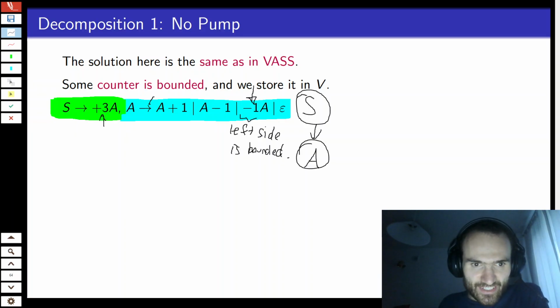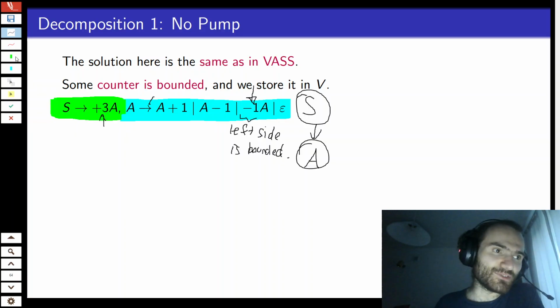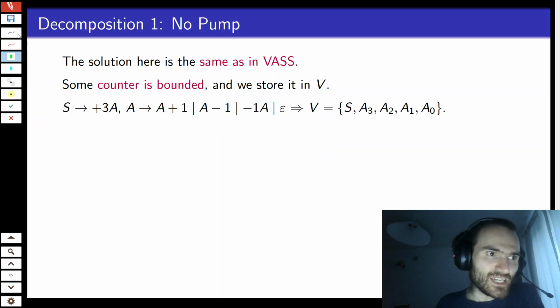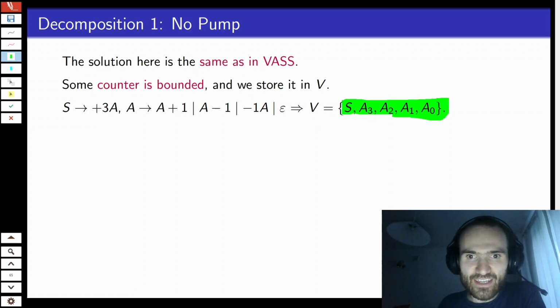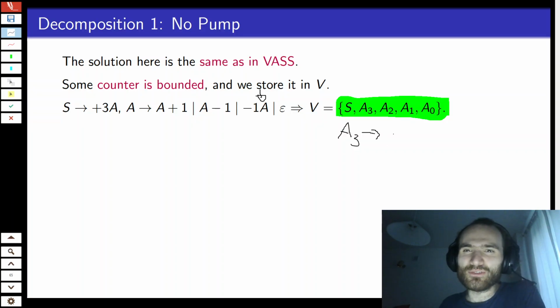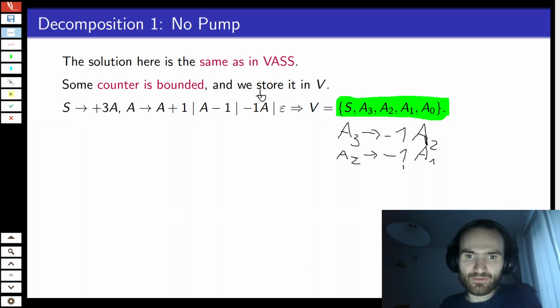So since the counter on the left-hand side is bounded, this means we have to store the counter in our non-terminal. The result is that we are going to have non-terminals S, A3, A2, A1, and A0. The productions are as you would imagine: if you are currently at A3 and you apply this production, you do the -1, of course, and then you go to A2. Similarly, if you are at A2, then you apply the production and go to A1, and so on.